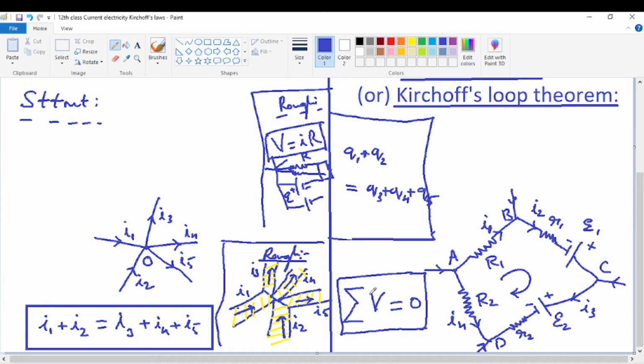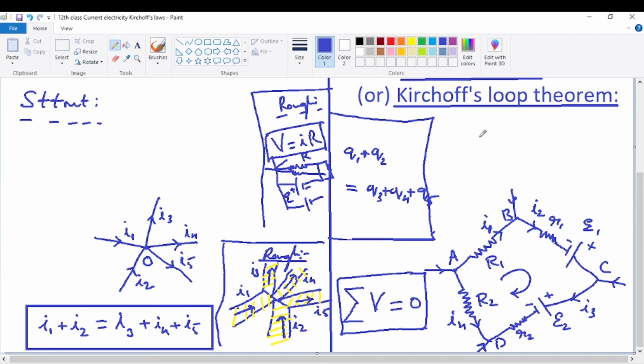So from this we get the complete statement of Kirchhoff's voltage law. It states that the algebraic sum of all the changes in potentials, or all the potential differences, in a complete traversal of a closed loop is 0. This is a big statement, but in short it is very simple: the algebraic sum of all the potential differences in a closed loop is 0. That's what the law states.